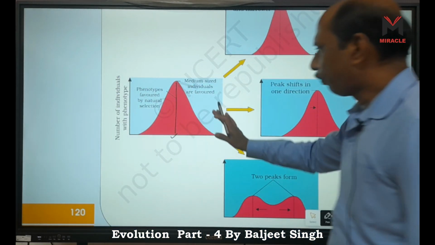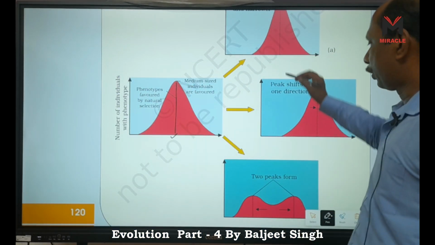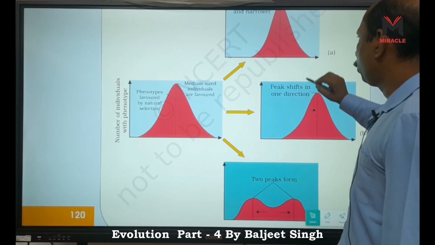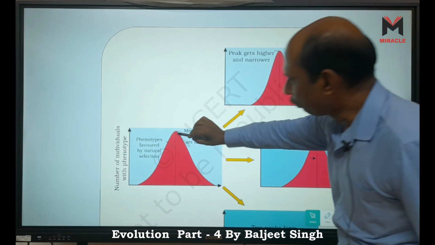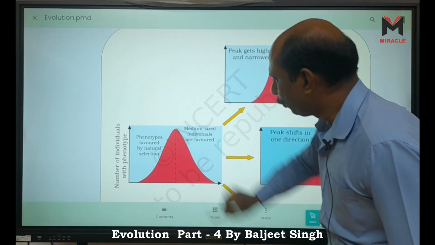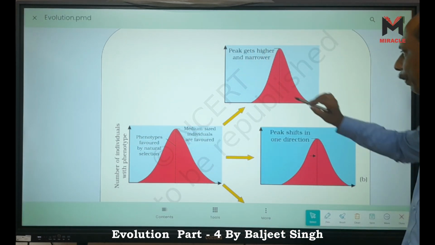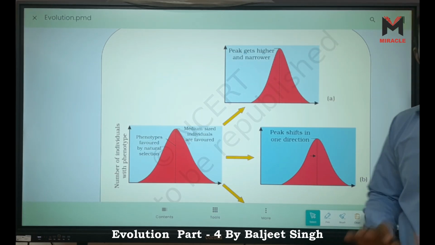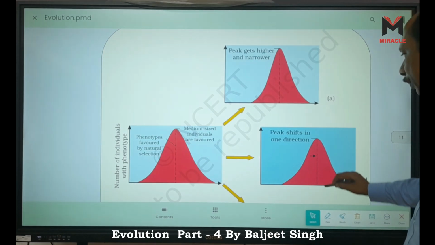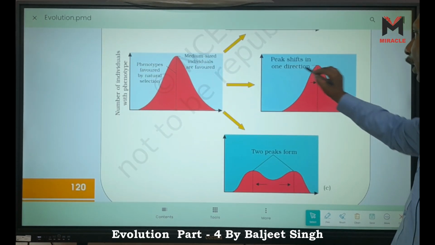Second, there are 3 types of evolution. What happens here? First, in this you understand, the peak gets higher and narrower. That means the medium size individuals are favored, so the peak gets higher. This one is called stabilization, stable evolution. Second, what is given here? The peak is shifted in one direction.